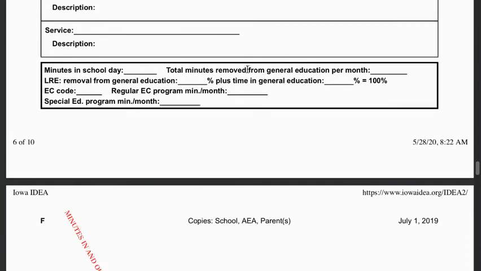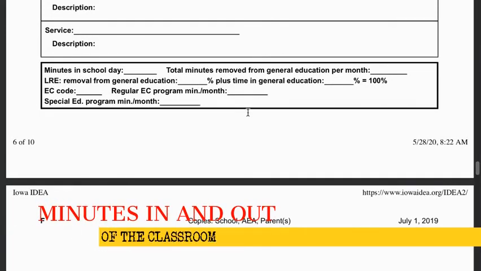All IEPs will have this little box. It's just calculated by the system, just telling us how much of the day is in the general education classroom and how much of the day is removed from the general education classroom or in special education.